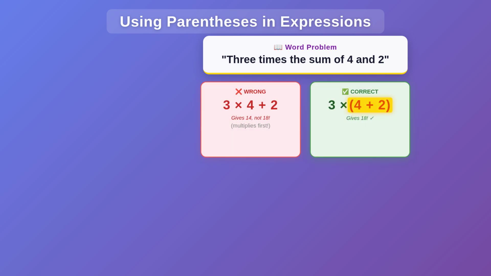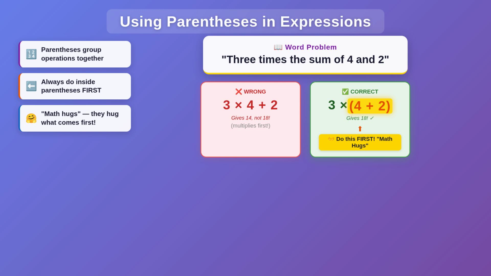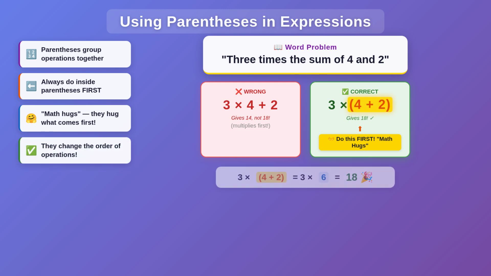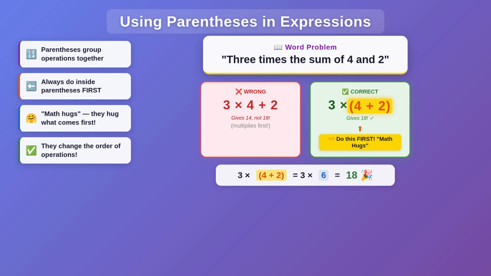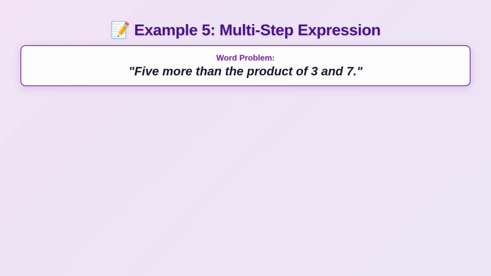Now here's where it gets really interesting. Parentheses. When a word problem says 3 times the sum of 4 and 2, you need parentheses to group the addition first. Without them, you'd get the wrong answer. 3 times the sum of 4 and 2 means you add 4 and 2 first, then multiply by 3. So the expression is 3 times, open parentheses, 4 plus 2, close parentheses. Maya called these math hugs. They hug the part you do first.